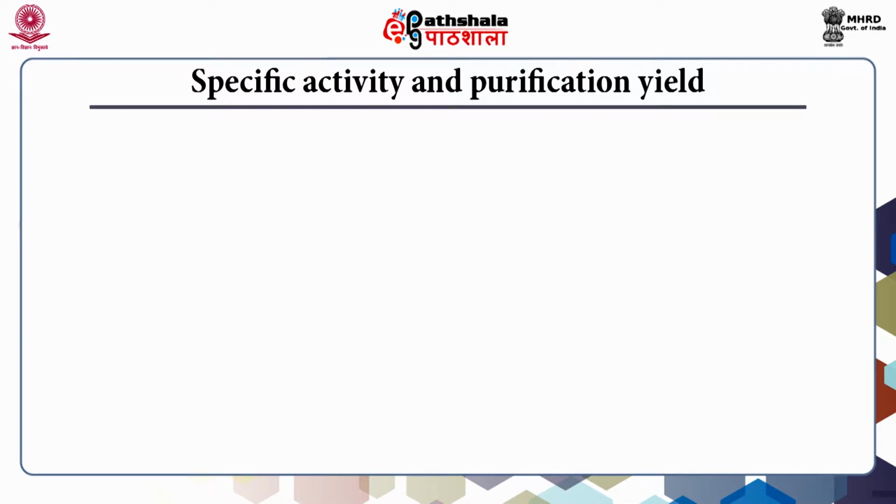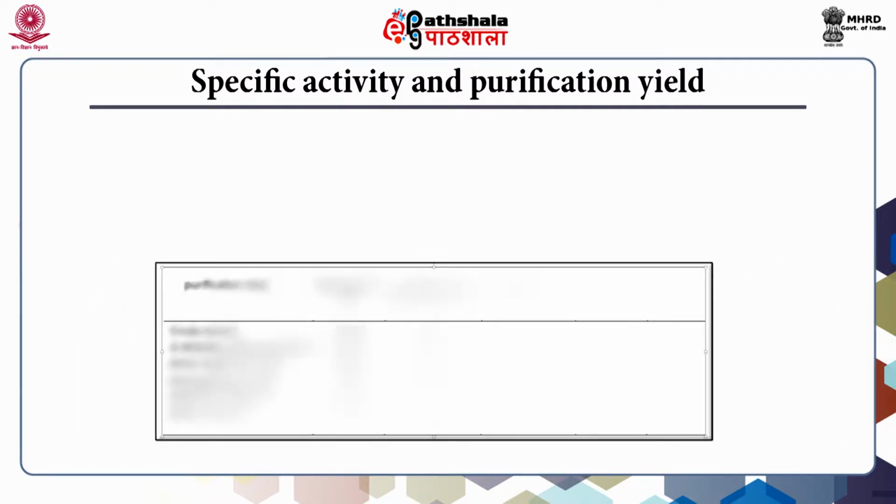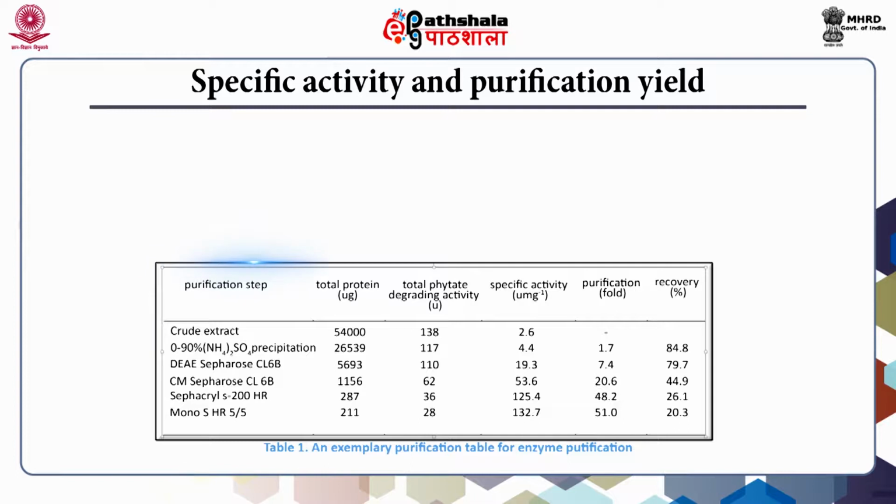The success of a protein purification scheme is also evaluated by determining specific activity and purification yield after each purification step. Let's see. First is total protein. The total amount of the protein present in a fraction is obtained by determining the protein concentration present in each fraction. This is obtained using one of the protein quantification methods stated above. Bradford method is most widely used.